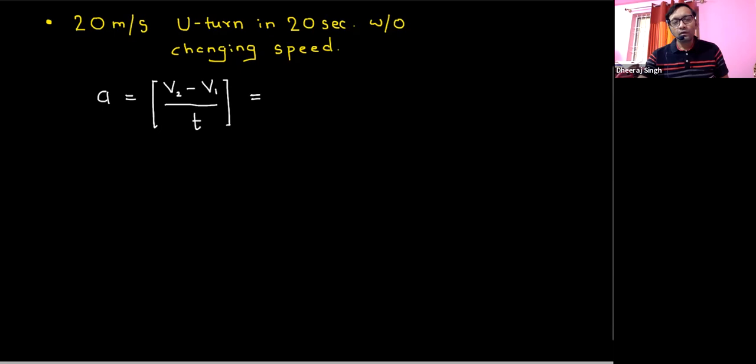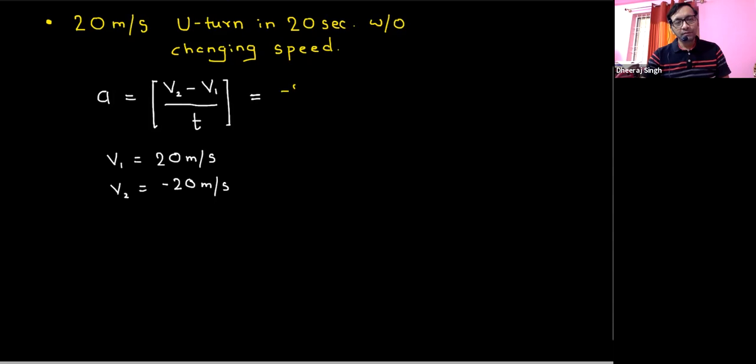Now, here, it takes a full 20 seconds for completing the U-turn. If you take the initial velocity V1 to be equal to 20 meter per second, what do you think the final velocity V2 is? 20 only? Minus 20. It changes the direction. Direction is accounted for by the sign of the value.